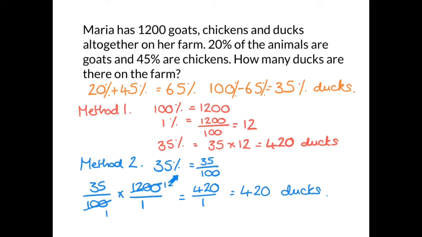Method 2, 35% converted into a fraction and then multiplied by 1,200. 35 over 100 multiplied by 1,200 over 1. These both divide by 100, so we cancel them down to 1 at the bottom and 12 at the top. And we end up with 35 multiplied by 12, which is 420. 1 multiplied by 1 is 1. 420 ducks on the farm.